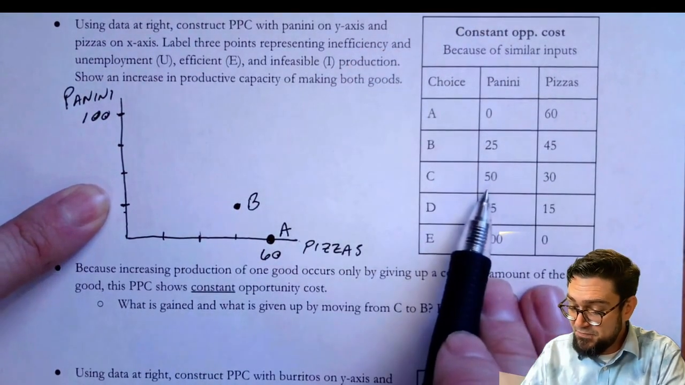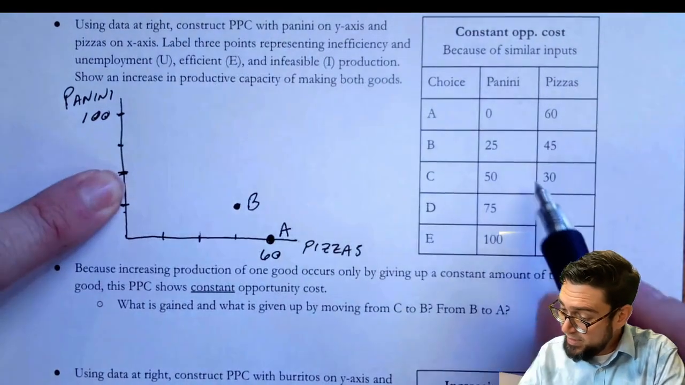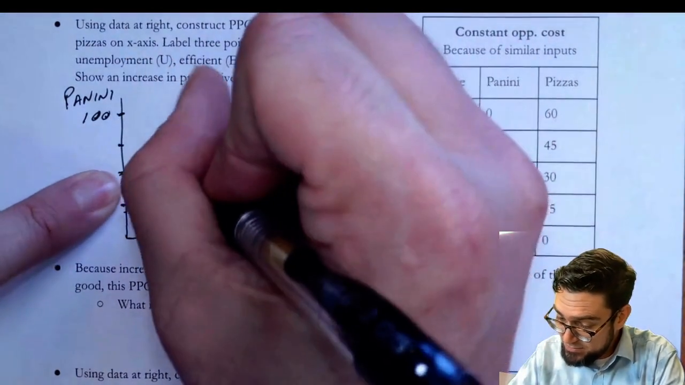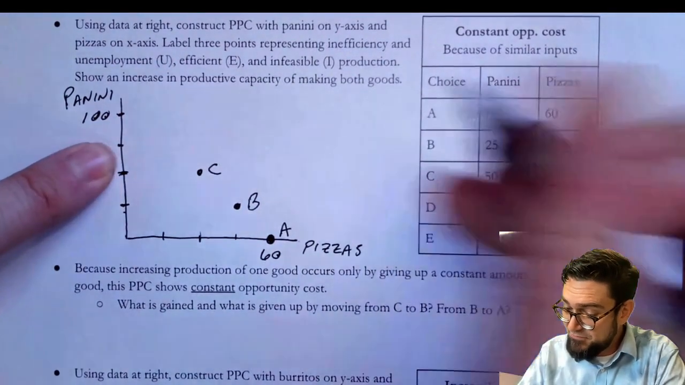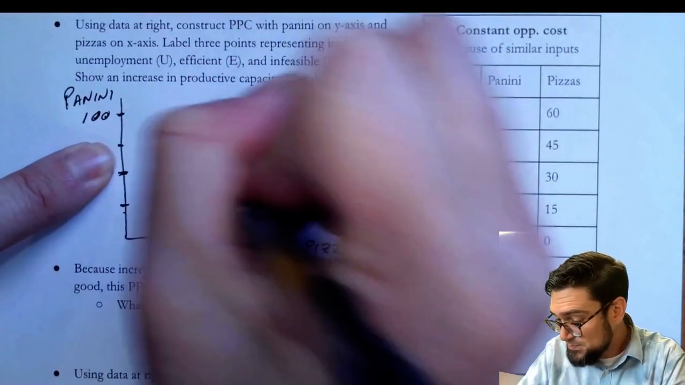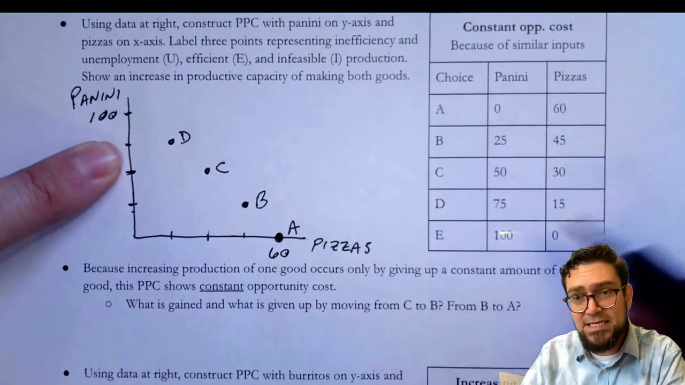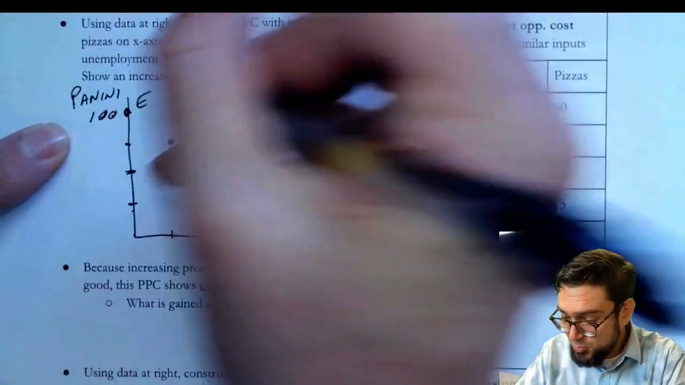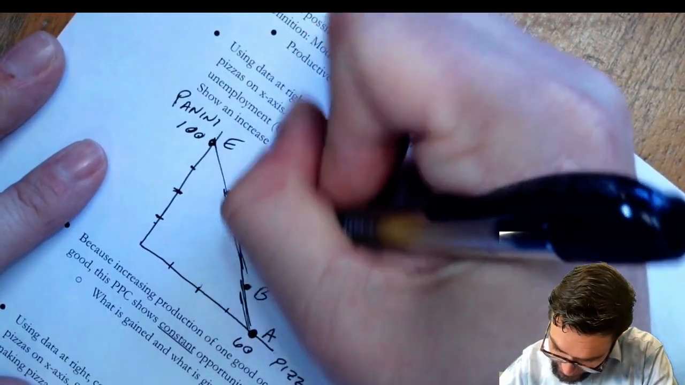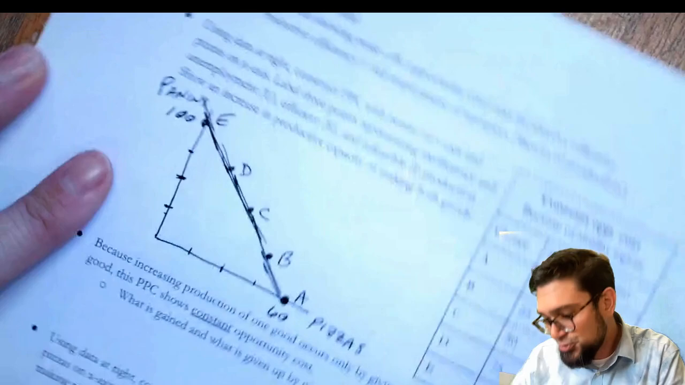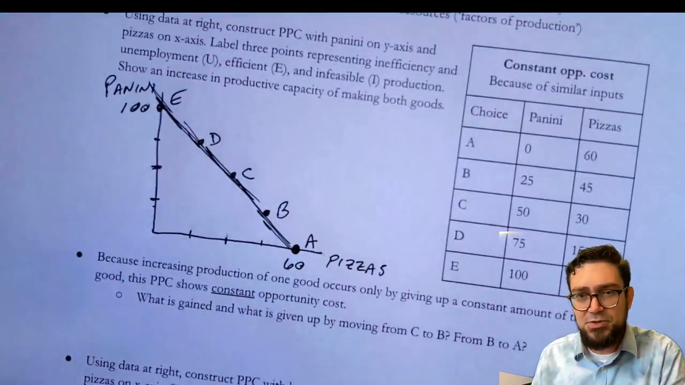Point C is 50 panini, so that's this one, and 30 pizza. So we're going to put a dot right here. That's point C. Point D is 75 and 15. And then point E is 100 and 0. So that's point E. And then we're going to connect these dots, and it should be a straight line. Now, if yours is not perfectly straight, that's okay.